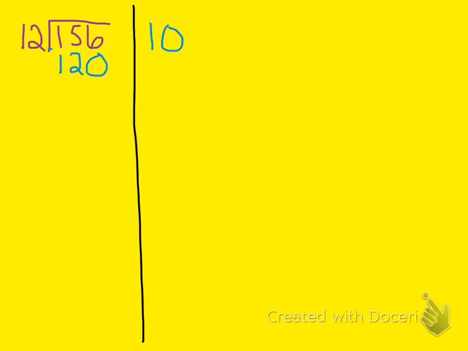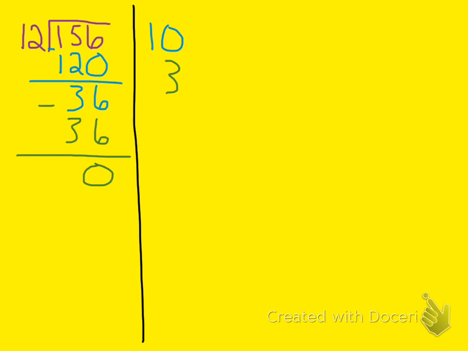Now the next step is to subtract that 120 off of the 156. That leaves me with 36. Okay. Now the next step is to figure out how many times does 12 fit into 36. Okay, I know that 12 goes into 36 3 times. So I'm going to put my 3 over on the right side. 3 times 12 then is 36. I subtract. I'm at 0.